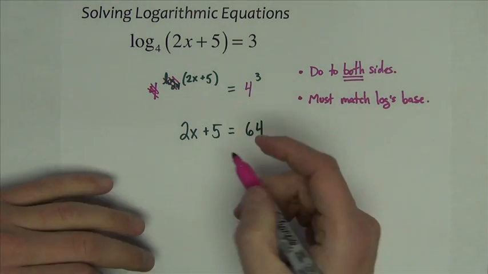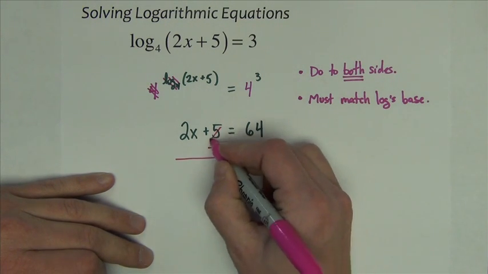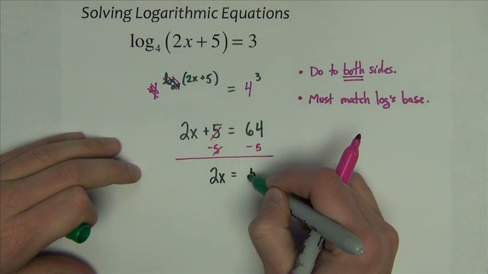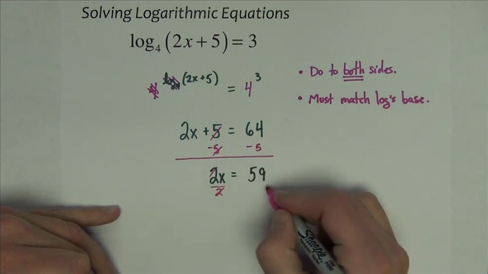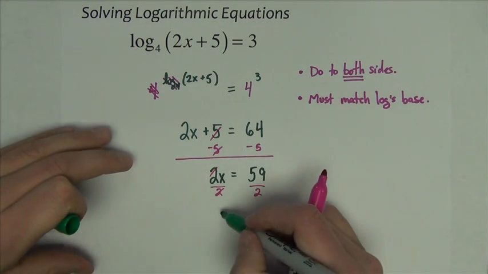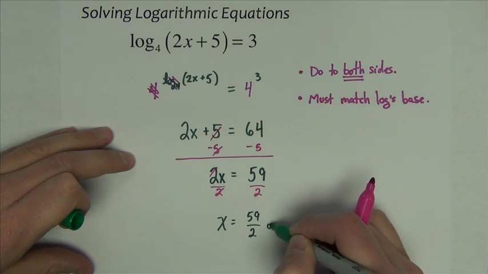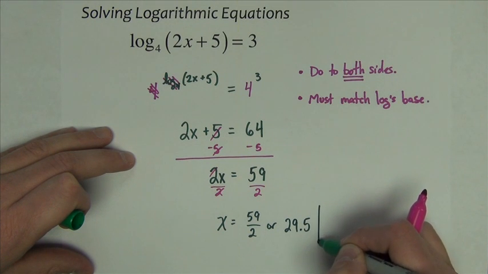And now we have a very simple algebra equation to solve. We can all do this. Subtract that 5, giving us 2x equals 59. We divide by 2, giving us x equals 59 halves, or if you prefer decimals, 29 and a half.